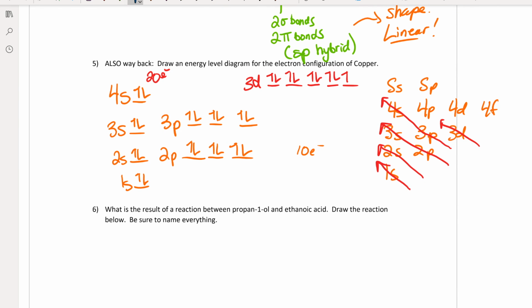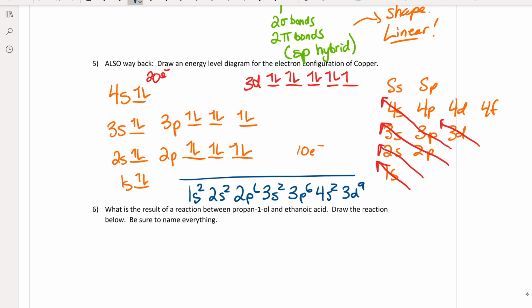And if we want to write that out nicely, we'd say it's 1s2, 2s2, 2p6, 3s2, 3p6, 4s2, 3d9. Let's just quickly add those up, make sure I didn't make a mistake, because I do that. 2 and 2 is 4, and 6 is 10, and 2 is 12, and 6 is 18, and 2 is 20, and 9 is 29. So that is copper's electron configuration. Ooh, been a while since I've done that.